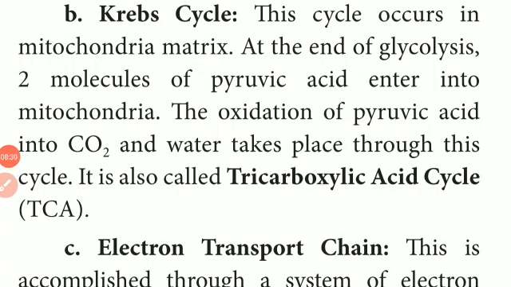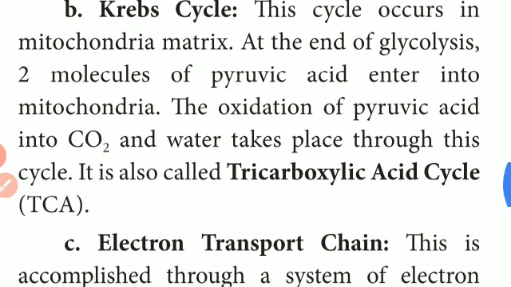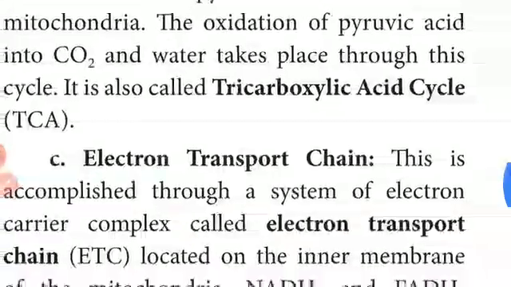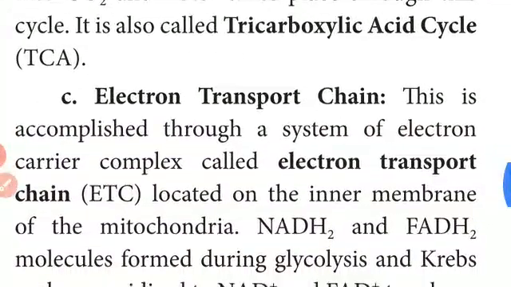the tricarboxylic acid cycle. Why is it called that? Tri means it is 3 carboxylic acid. So pyruvic acid is 1, carbon dioxide is 1, and water. So 3 things are involved at last in the Krebs cycle. That is the way it is called the tricarboxylic acid cycle. One more question they may ask: why tricarboxylic acid cycle? And the next one is what we call the electron transport chain.